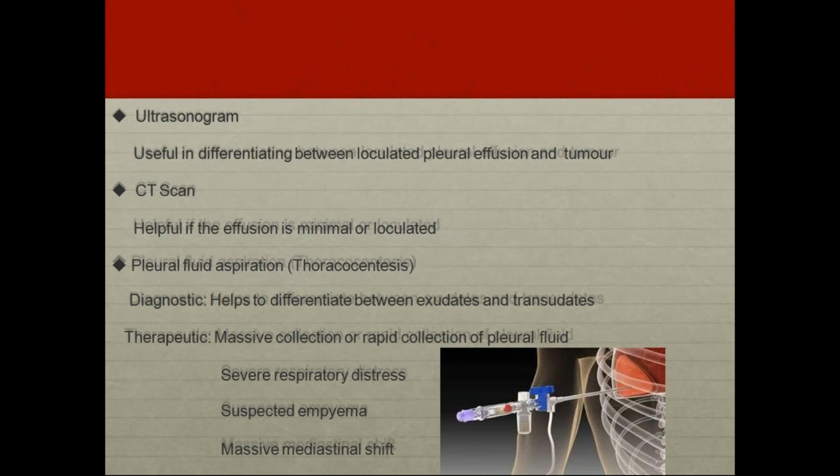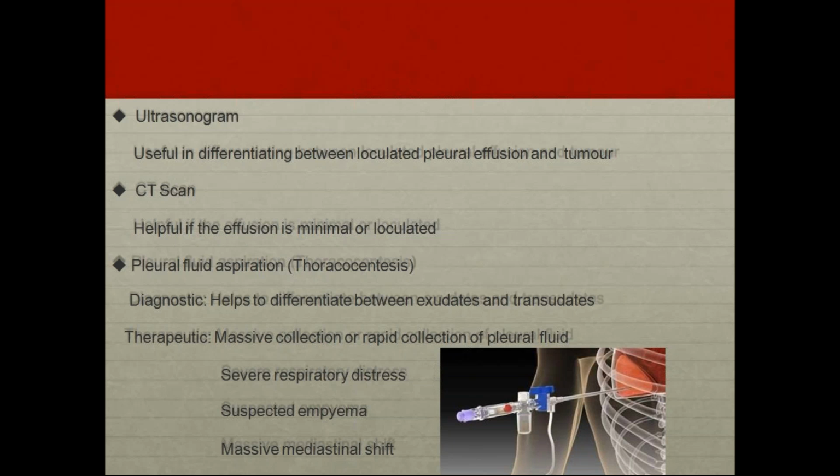So when will you do it therapeutically? Therapeutically means we are treating the patient. So therapeutic thoracocentesis is done in massive collection or rapid collection of pleural fluid. Sometimes the pleural fluid collects rapidly, and you have to do that. In severe respiratory distress, when the respiratory rate is up and the patient is feeling severe breathlessness, you have to do therapeutic. And as you know, in massive pleural effusions, there is a mediastinal shift of the trachea. If that is found on X-ray or in your clinical examination, you have to do that.